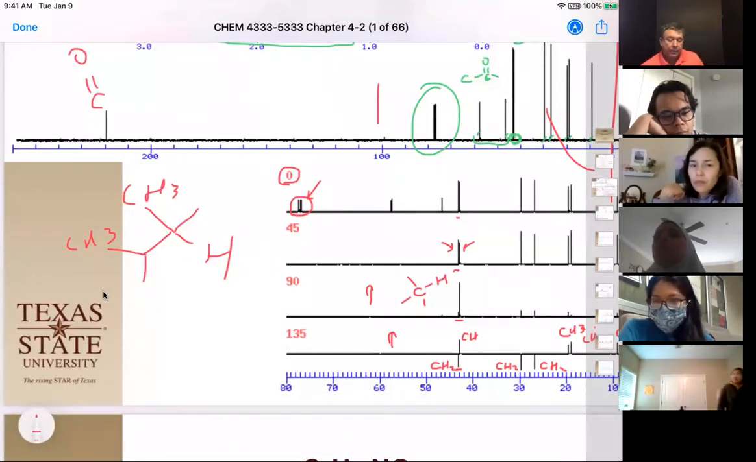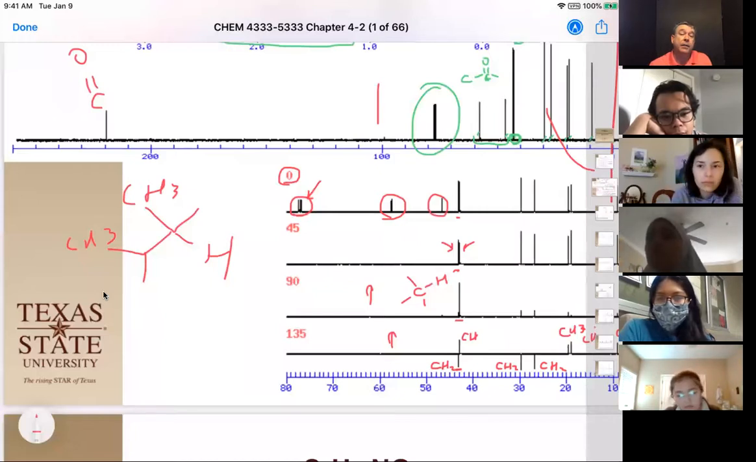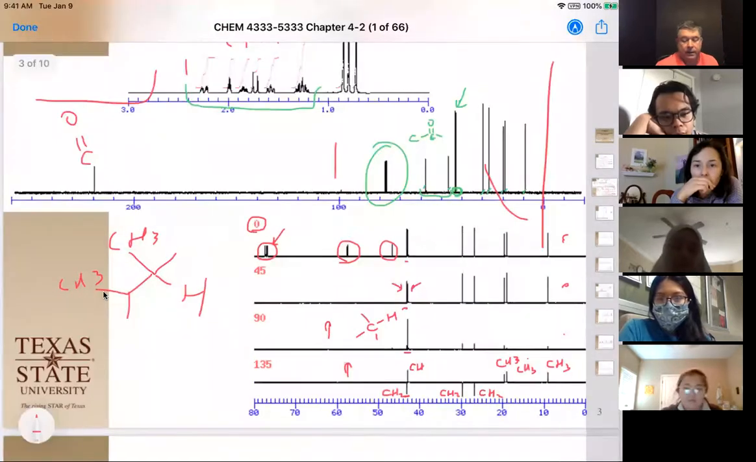Right here. Now, what we also want to look at is our two peaks here are quaternary, right? Because they don't have hydrogens on. So that means we have to have at least 2 quaternary carbons. And because of where they are, they're probably close to the carbonyl. Notice they're shifted the highest up, at the 50 and the 60. So those two might be the ones that are next to the carbonyl.